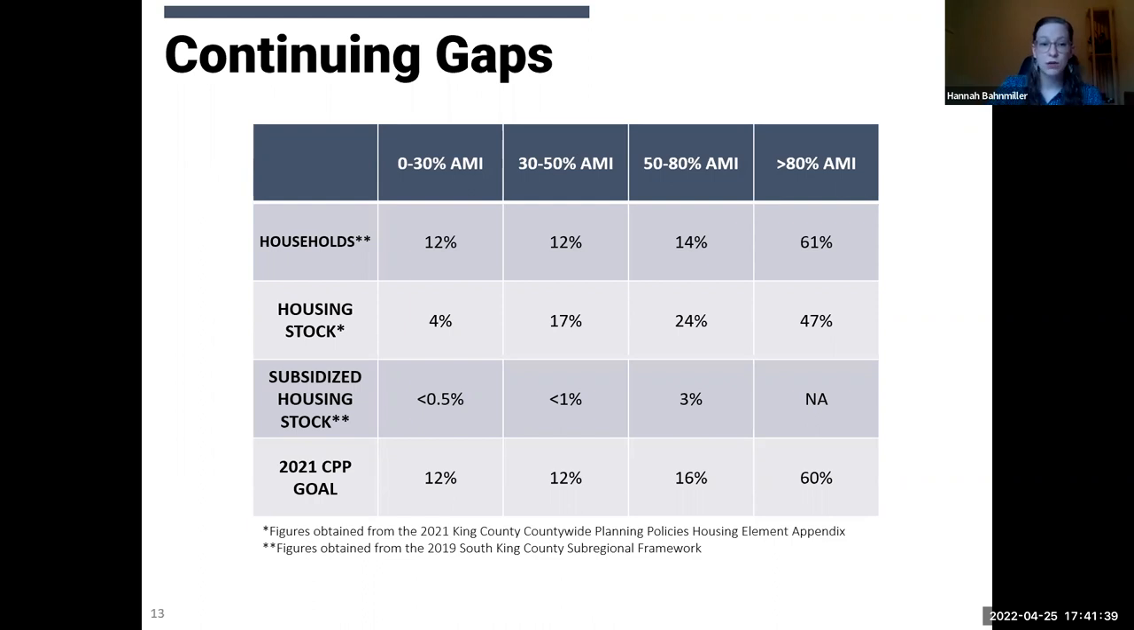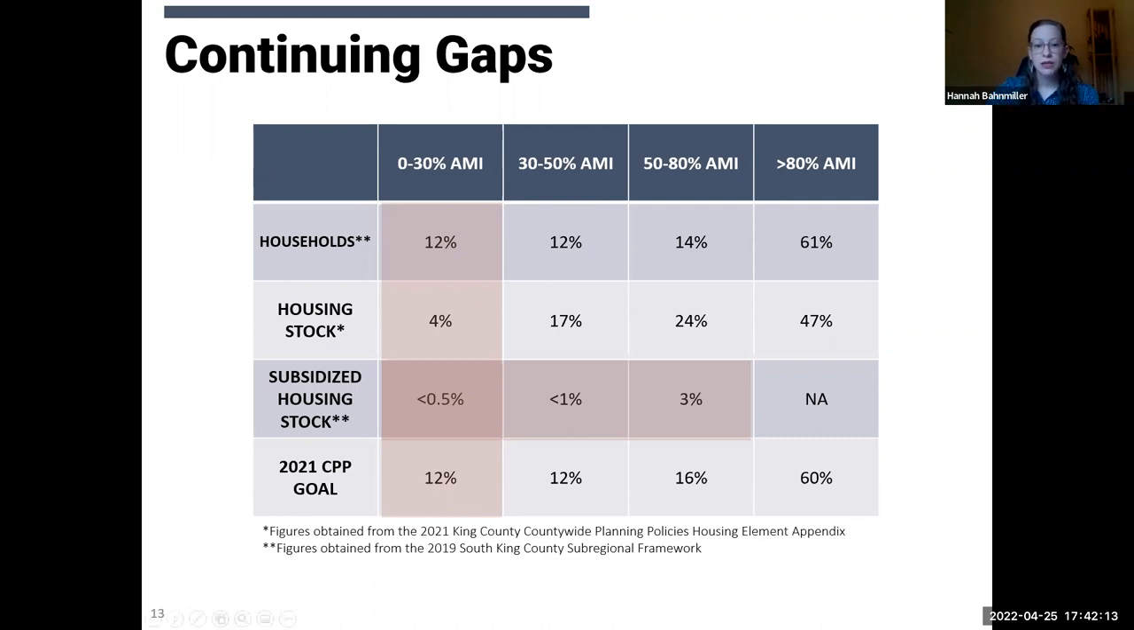So a couple of things I want to highlight with this data. One is the very evident deficiency of income-restricted units and subsidized housing stock. These are units that we know are not only priced affordably, but also occupied by people with restricted incomes. It is also important to highlight the clear gap at meeting the needs for extremely low-income households, those making at or below 30% AMI.